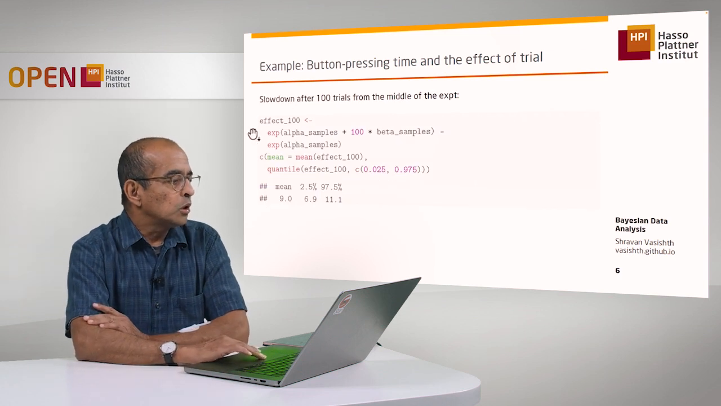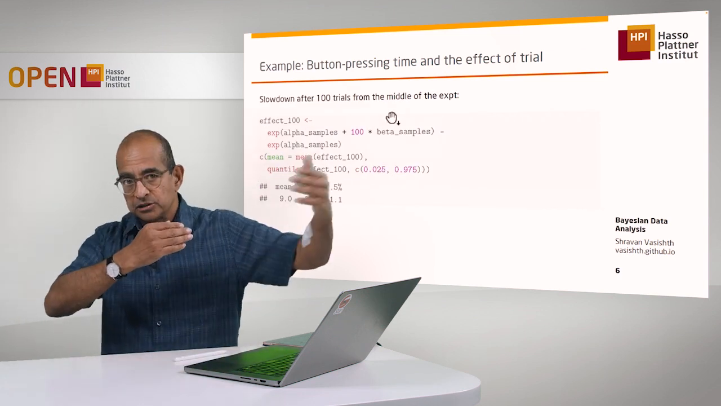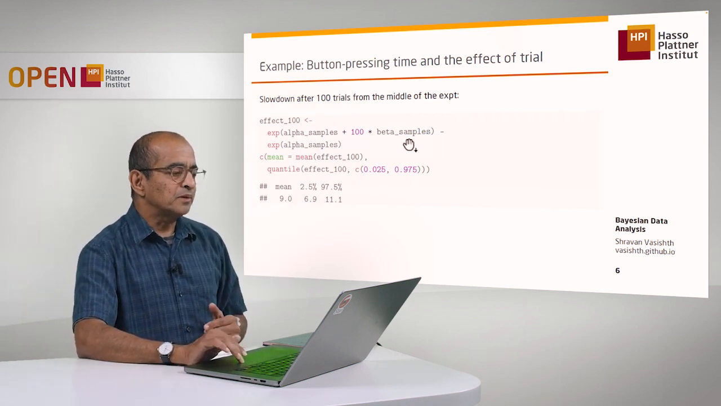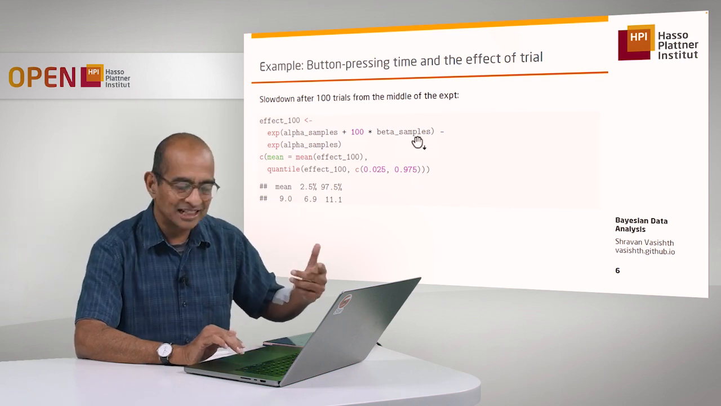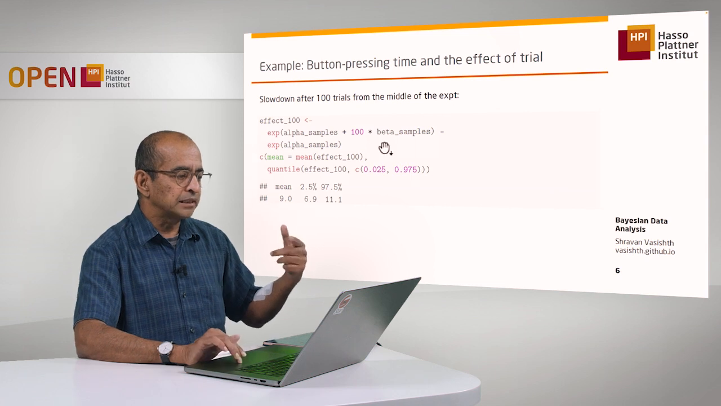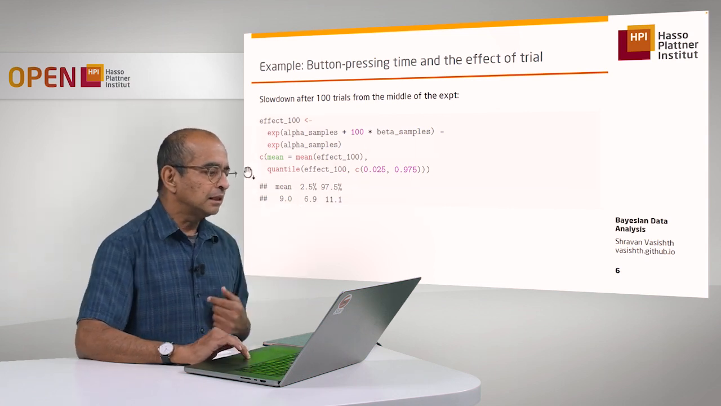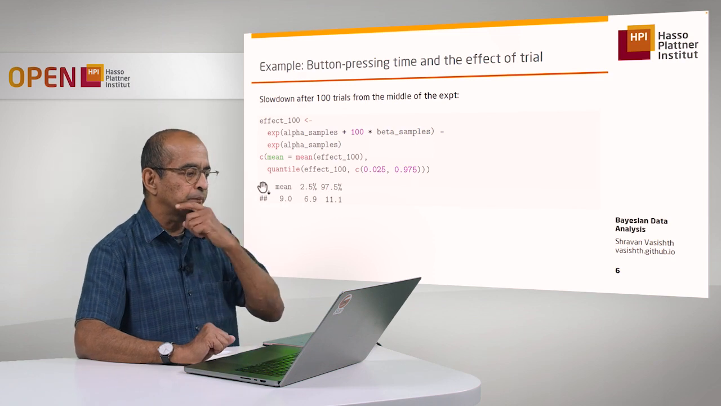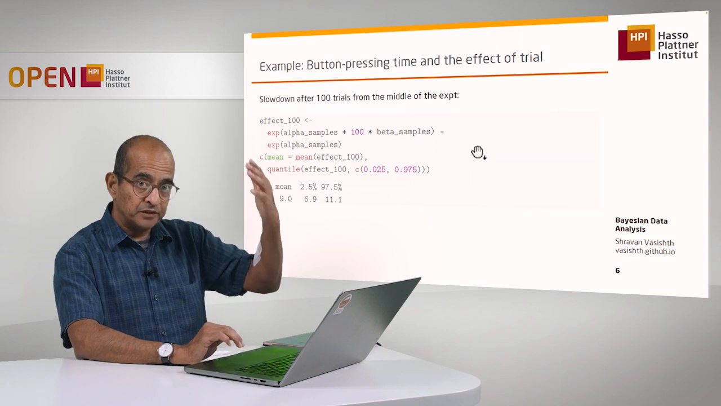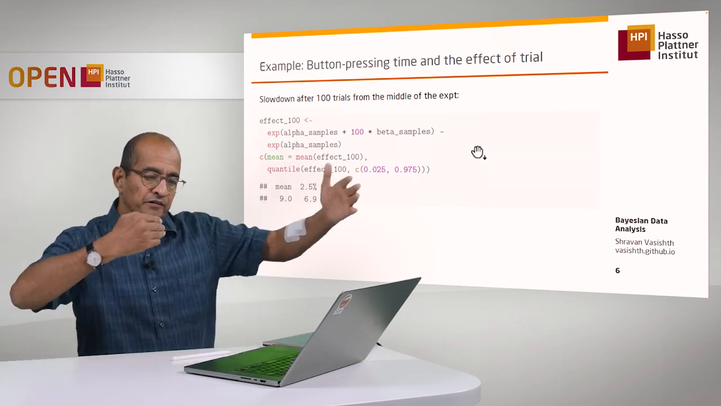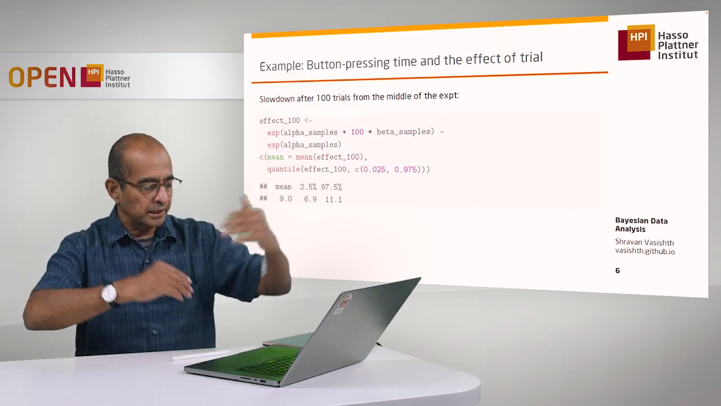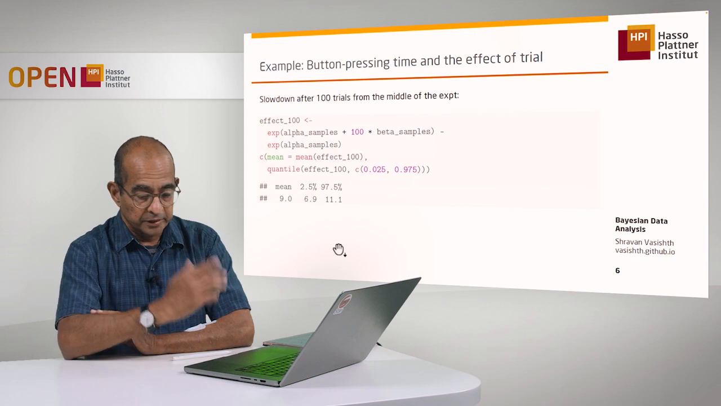But if I want to know what happens 100 trials downstream from the middle of the experiment, I can also do that by just multiplying the beta samples by 100, and then subtracting that exponentiated term, the exponent of alpha plus beta times 100, from the exponent of alpha, which gives me the average effect. So that's how I learn what would have happened 100 trials downstream, going up from the middle of the experiment.